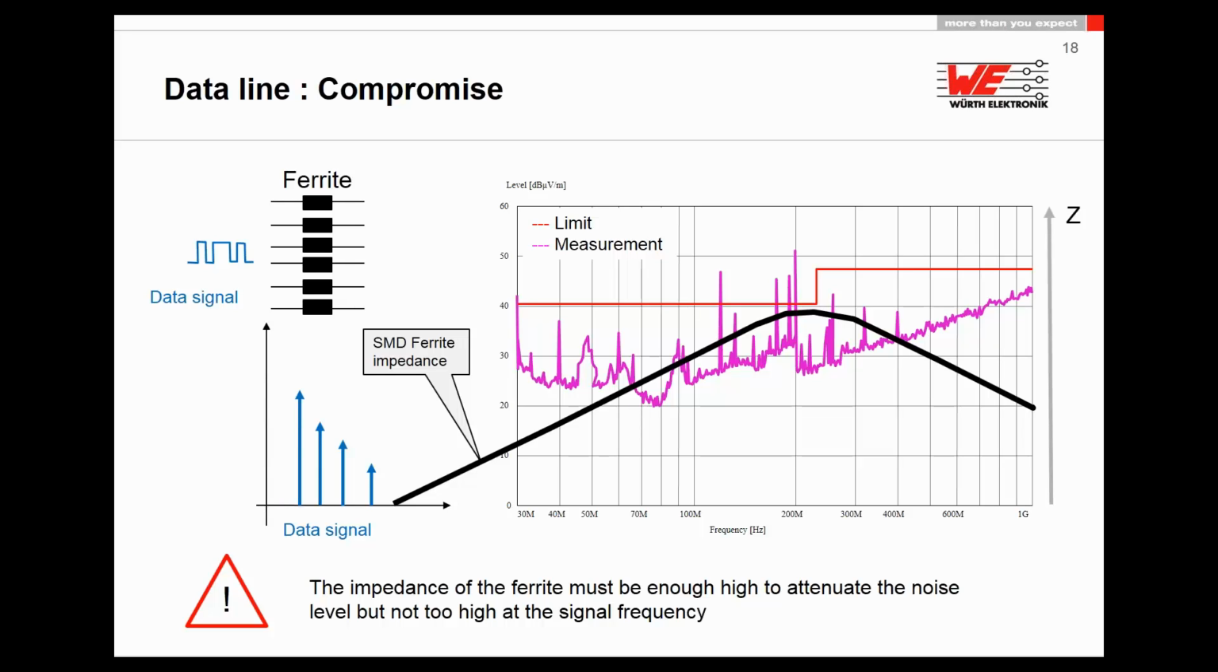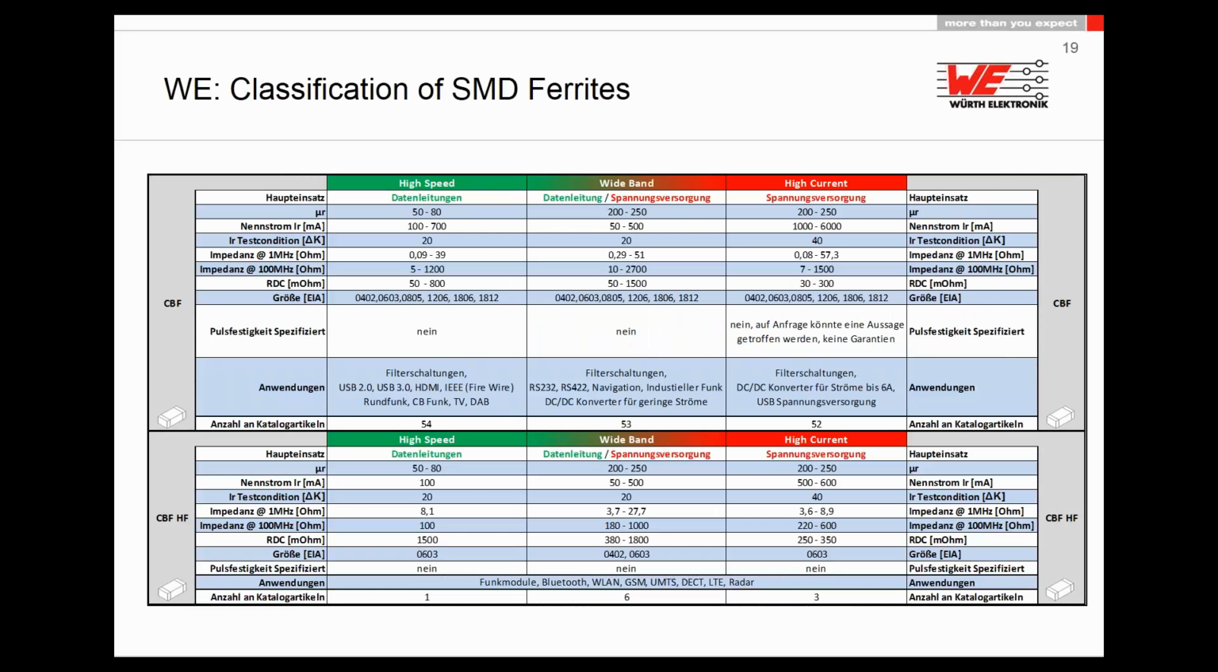If it's a data line with just one single pair, then you can filter only this. You will see that the ferrite beads are divided in many different categories. We have some high speed ones for data lines. We have some wideband, which is already quite aggressive at a low frequency, and keep that as wideband as possible. And then we have some high current definition, because high current we define as all the ferrite beads which are capable of carrying more like 1 amp current.